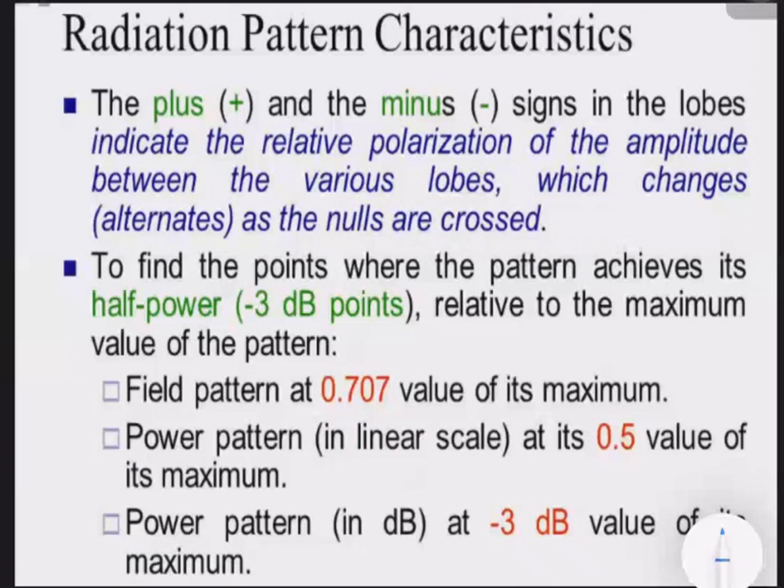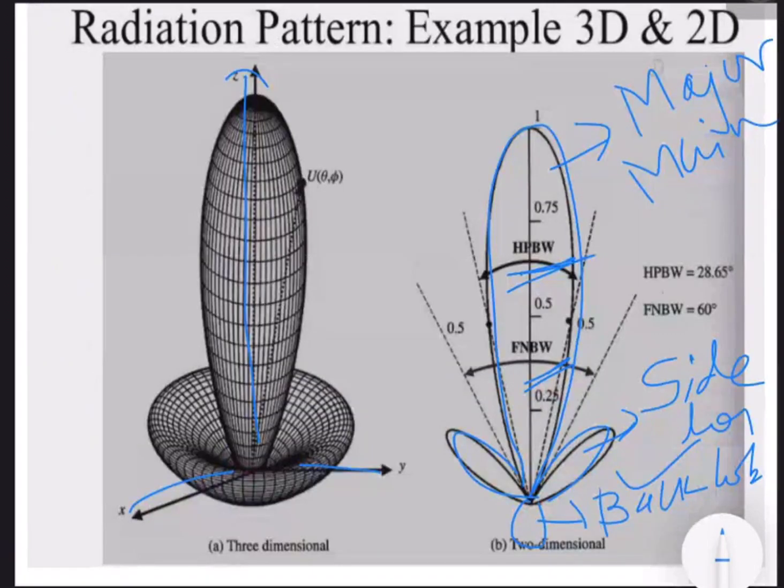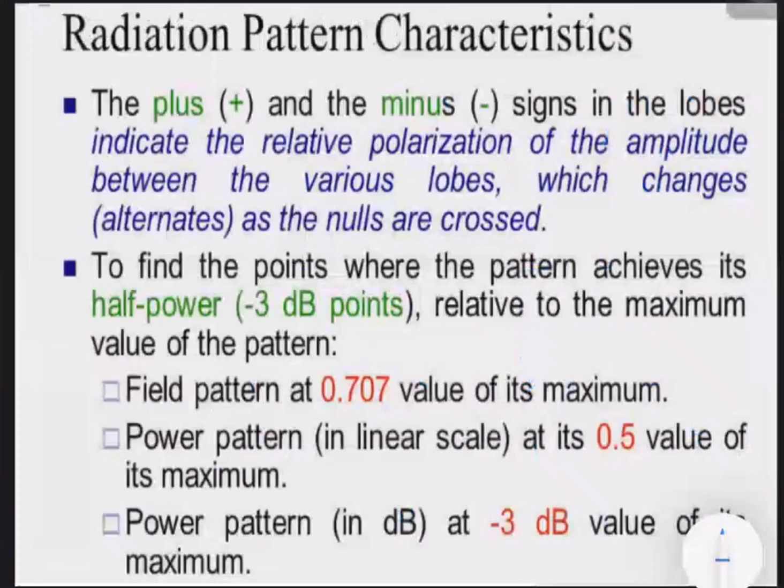So what do the plus and minus on the lobes indicate? The plus and minus values on the lobes indicate the relative polarity of the amplitude between the various lobes, which changes at the nulls. And whenever the pattern achieves its half power beamwidth, that is the minus 3 dB points, then the field pattern at that point and the power pattern at its 0.5 value will be maximum. Whereas for the power pattern in dB, at minus 3 dB the value will be maximum.